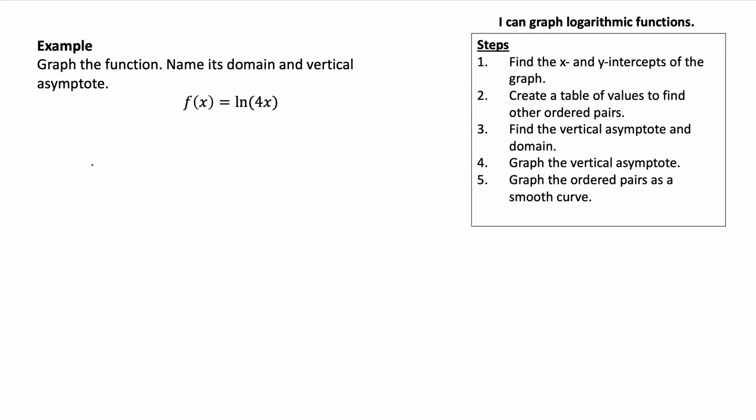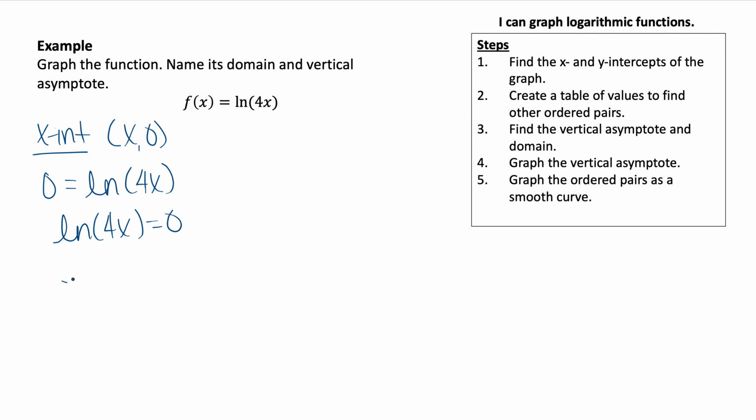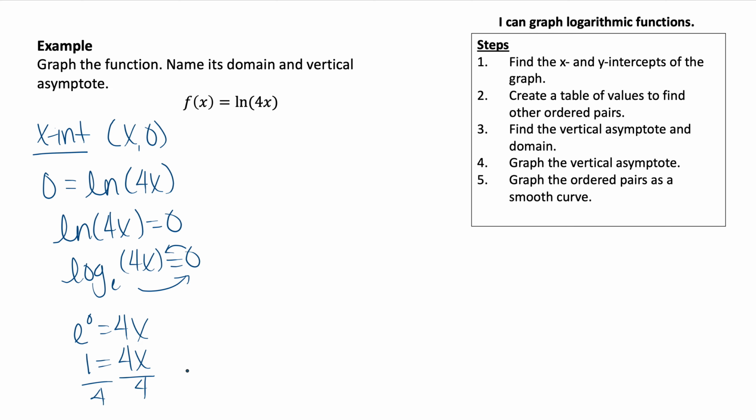Okay, so now let's graph this function and name its domain and vertical asymptote. So we're going to start off by finding the x-intercept and the y-intercept. So the x-intercept is at x, 0. So we're going to plug in 0 for y, so we have 0 equals the natural log of 4x. So I'm just going to write this on the other side. So I'm going to have the natural log of 4x equals 0, right? So that tells me that the log base e of 4x equals 0. And then let's write this in exponential form. So we have e to the 0 equals 4x. So that tells us that 1 equals 4x, and we can divide both sides by 4. So that tells us that 1/4 equals x. Okay, so 1/4, 0 is the x-intercept.